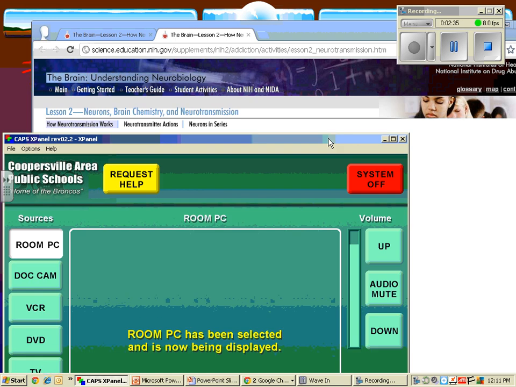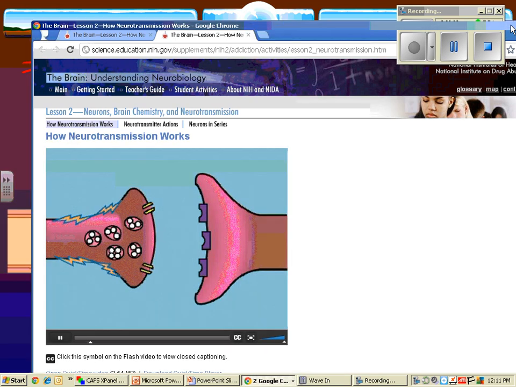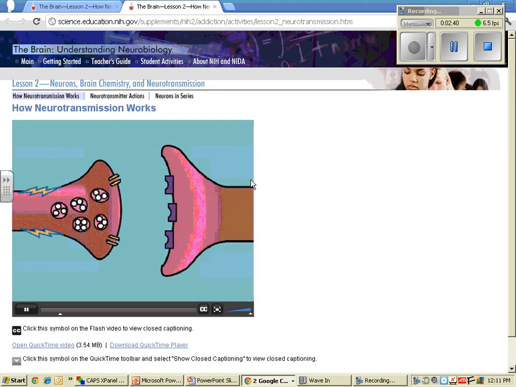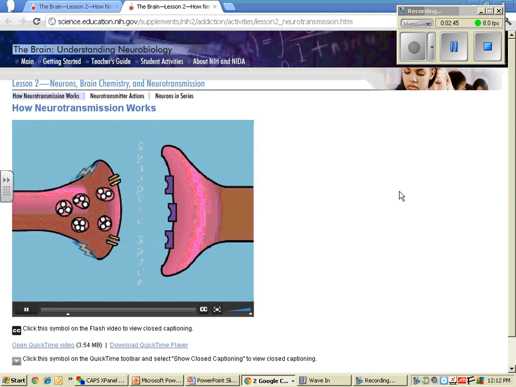It travels along the axon of a presynaptic neuron toward the axon terminal. Axon terminal is the end. When it reaches the axon terminal, it causes membranous sacs called vesicles to move toward the membrane of the axon terminal. This obviously happens much faster than they're showing. The membrane of the vesicle fuses with the membrane of the axon terminal, enabling the vesicle to release its contents into the synaptic space. The molecules released from the vesicles are chemicals called neurotransmitters.